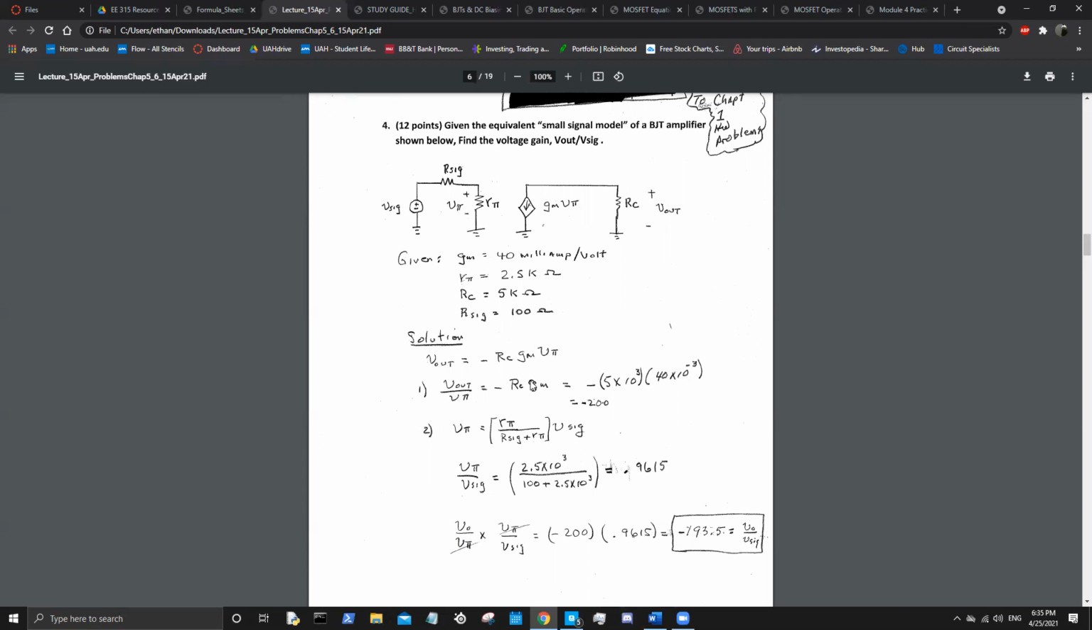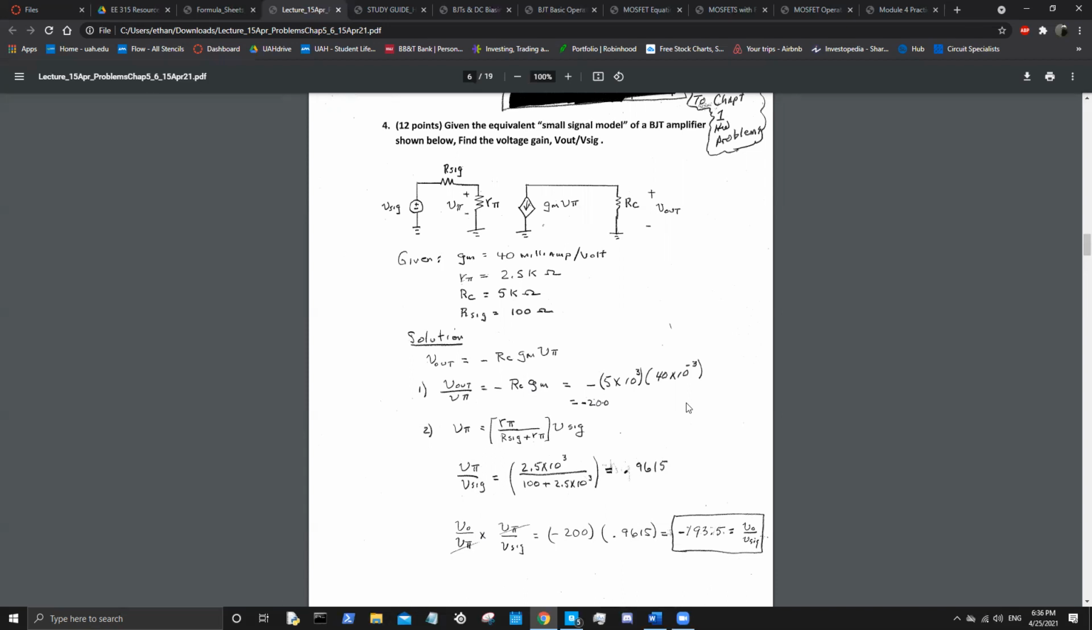So he solves for this ratio and leaves V out over V sig equal to negative 200. He goes and uses this formula to solve for V pi over V sig and spits out another number. And then since he gets to set these equal to something, multiply them, cancel that, and then over here all you do is multiply your result and you have a number. That was the cleanest way he did it. That is pretty clean.